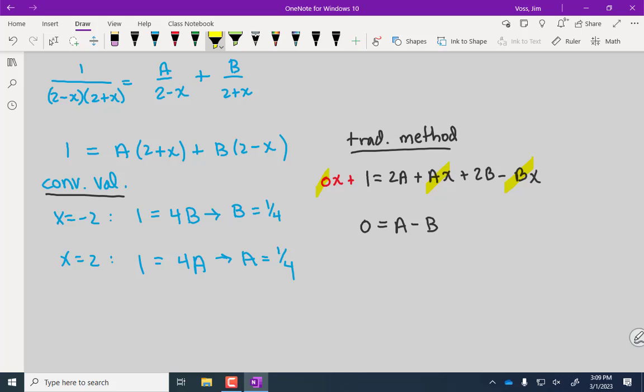And then with 1, that's the constant on the left. That's got to match the constants on the right. The constants on the right are 2a and 2b. So it'll be 2a plus 2b.